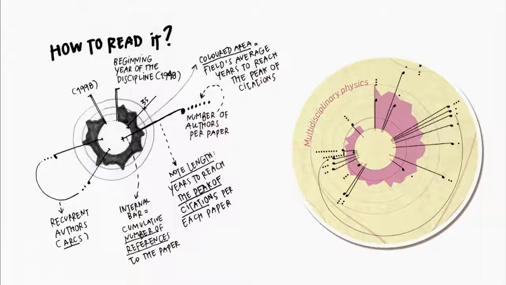And just to explain it a little bit more, the length of each note, so the length of each paper, represents the number of years it took that paper to reach the maximum number of citations, along another temporal dimension, which is the radius. Besides, for each paper, we added extra information on the total number of references, which is the small colored bar at the center, the number of authors per paper, which sometimes are surprisingly really many, and that are the dots above the note, and eventual recurrent authors, which is the arc that you see connecting the dots, if there are any recurrent authors.